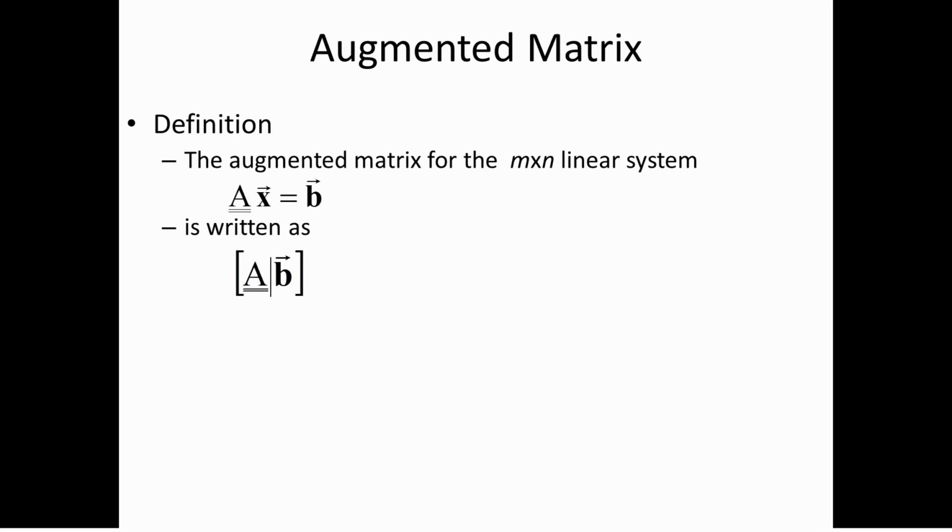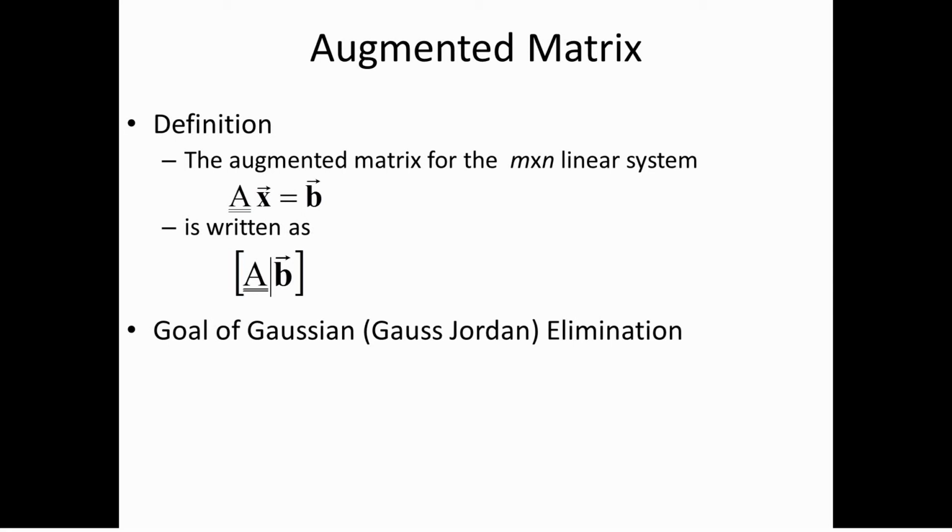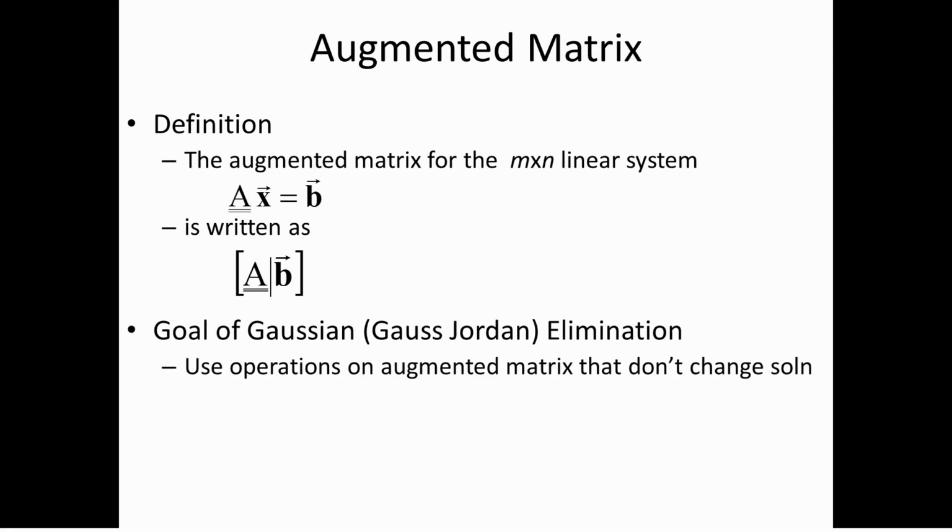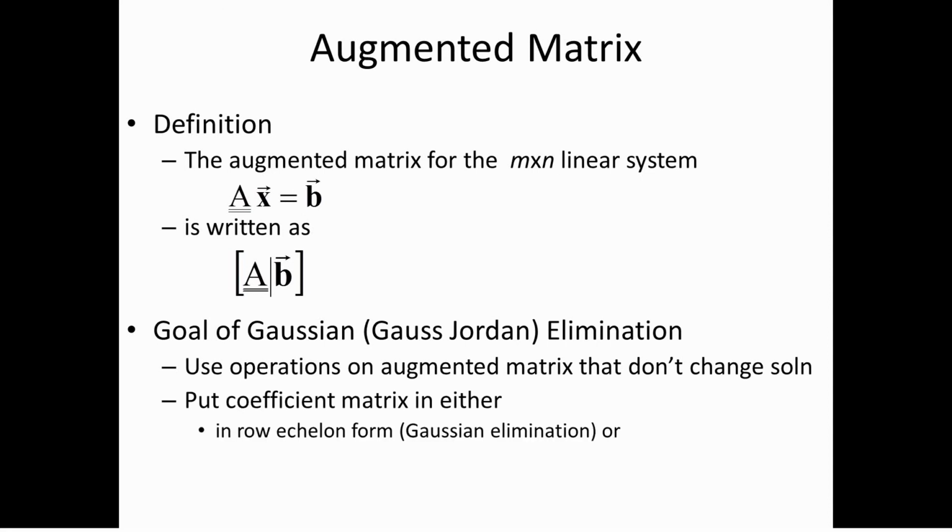And the goal of Gaussian or Gauss-Jordan elimination is to use operations on that augmented matrix that don't change the solution. And these operations have a special name that we're going to talk about in a minute. They're called elementary row operations. And these elementary row operations are specially designed so that they end up putting the coefficient matrix in either row echelon form, and when we do that, we call that Gaussian elimination, or they go a little bit further, putting it in reduced row echelon form, in which case we call that Gauss-Jordan elimination.